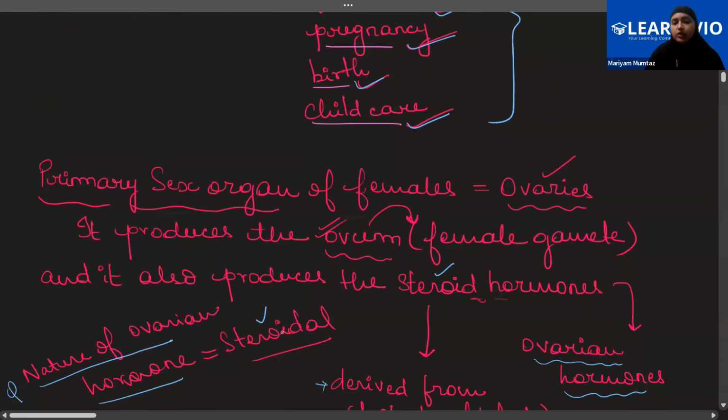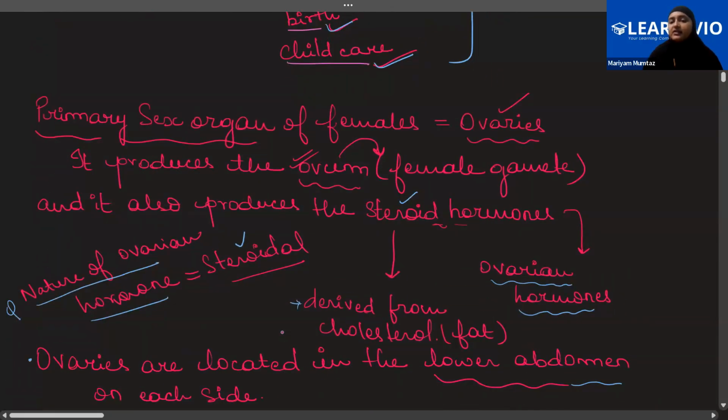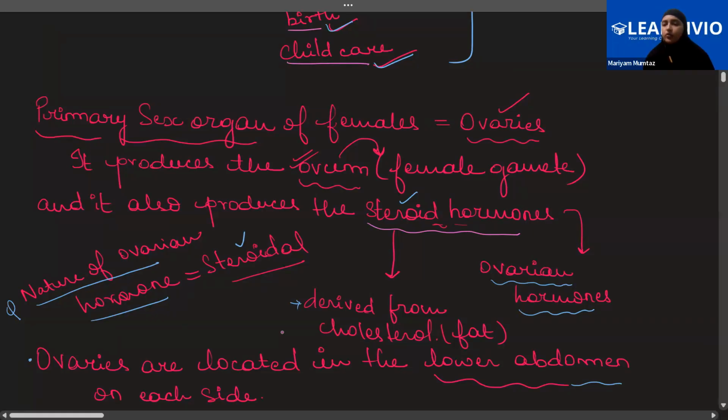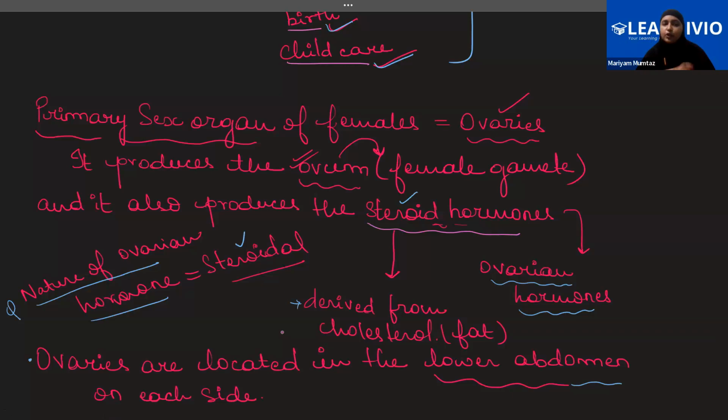Now, talking about the primary sex organ of the female, that is the ovary. It produces the ovum, which is the female gamete. And apart from that, it also produces the steroid hormones, that is the ovarian hormones. Just like how the testes in males produce the male hormones, the same way the ovaries will produce the female hormones. The rest of the hormones in both male and female humans are the same: hypothalamus, pituitary, pineal, everything. But the female hormones will be synthesized and secreted by the ovaries, and in the male's case, by the testes.